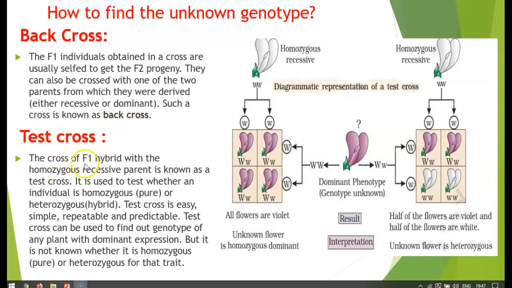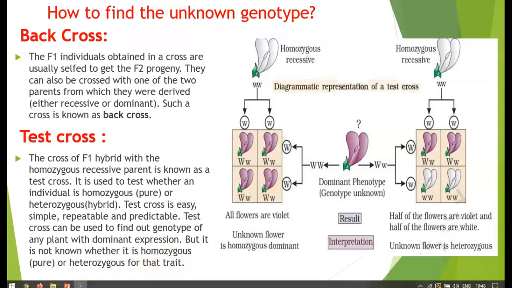Test cross. The cross of F1 hybrid with the homozygous recessive parent is known as the test cross. Please note, only the homozygous recessive parent. In a back cross, you can do either with the recessive or the dominant. It is used to test whether an individual is homozygous, that is pure, or heterozygous, hybrid. Test cross is easy, simple, repeatable and predictable. Test cross can be used to find out the genotype of any plant with dominant expression, but it is not known whether it is homozygous, pure, or heterozygous for that trait.